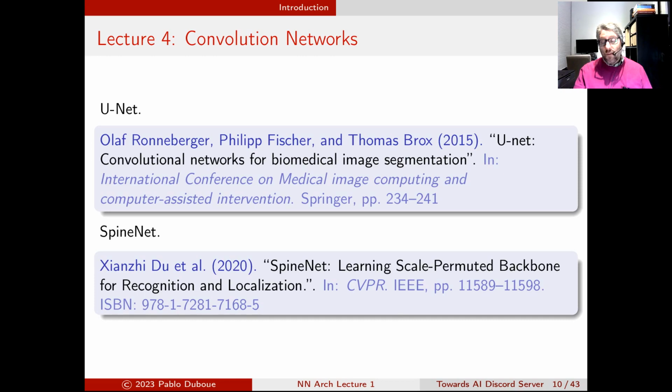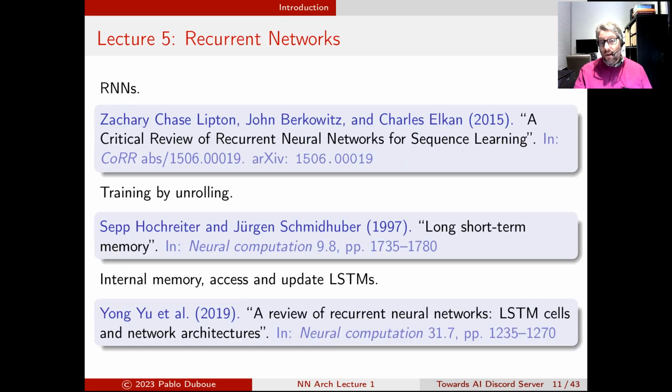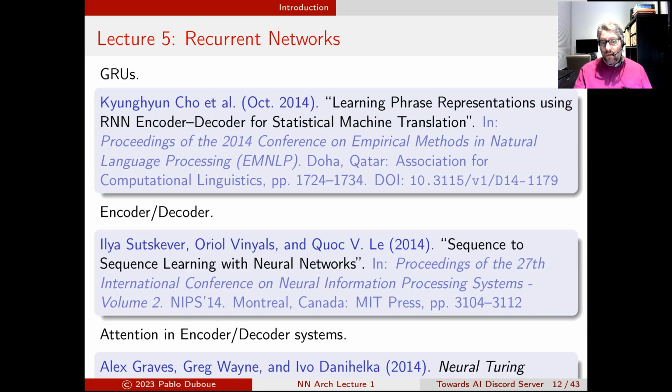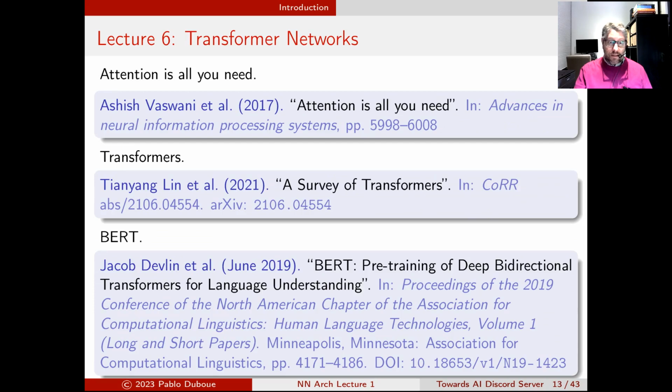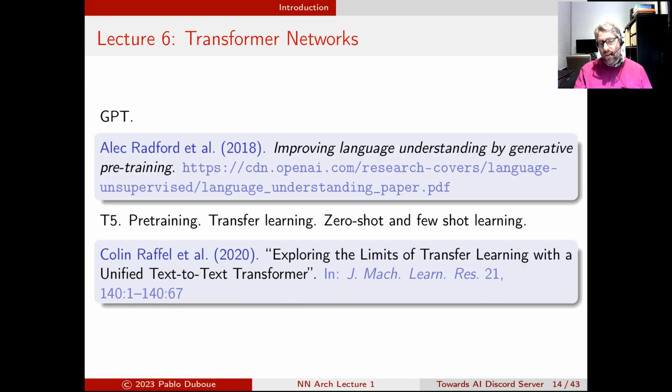In lecture 5, we're going to see recurrent neural networks, training by unrolling, internal memory access, updates, LSTMs, GRUs, encoder-decoder, and attention in encoder-decoder systems. That will give us a segue into lecture 6, where we're going to see transformer networks, starting with the Attention Is All You Need paper, transformers, BERT, GPT, T5, pre-training, transfer learning, zero-shot, and few-shot learning.